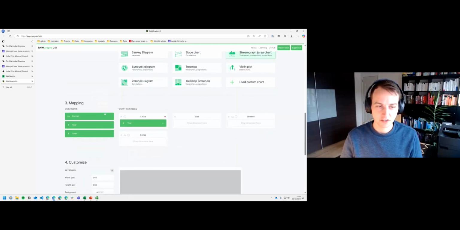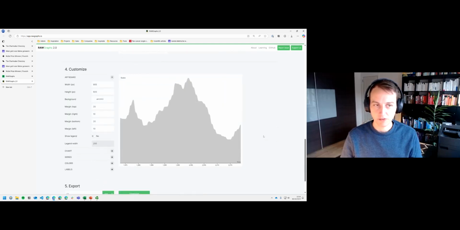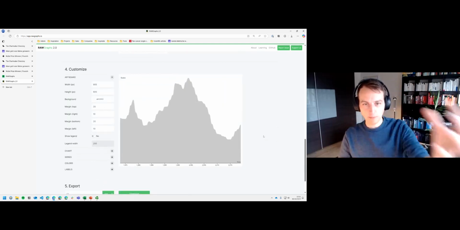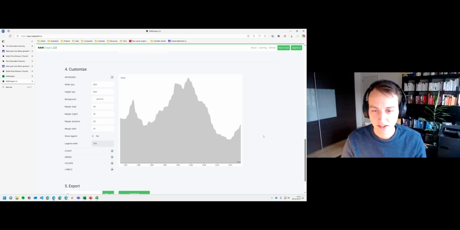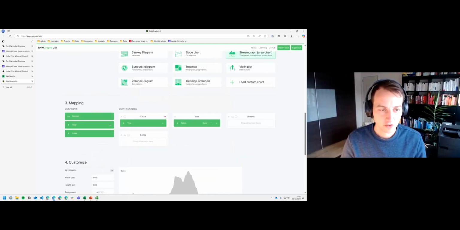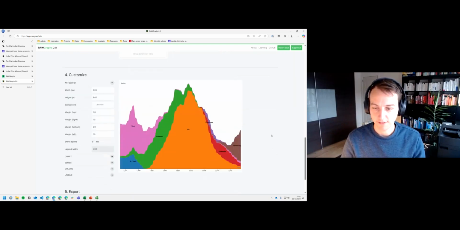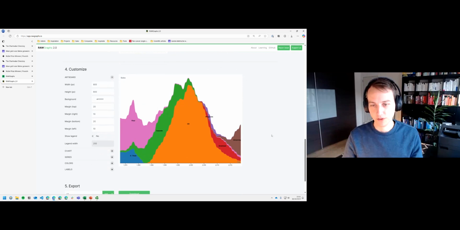The size of the streams, that should probably be the number of sales. And now if we have a look at step number 4, you can see that the basic shape is already there. We're just missing the breakdown in different streams. So probably we have to drag format to streams, and now we have our nice breakdown into the different streams that we were looking for.